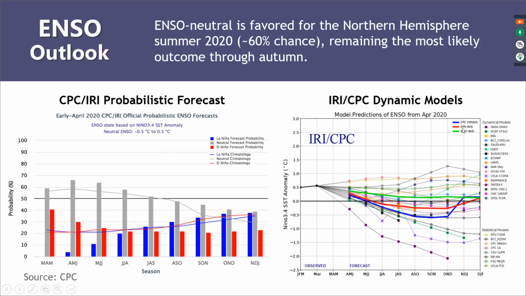And something I forgot to mention, the dynamical average is slightly below neutral as well as the CPC consolidated. The statistic is closer to neutral, but basically neutral.